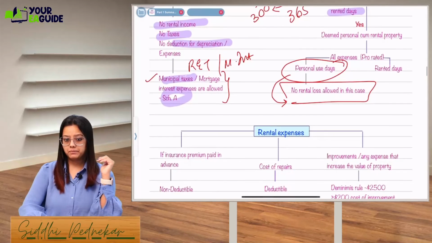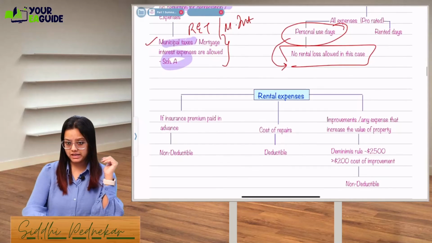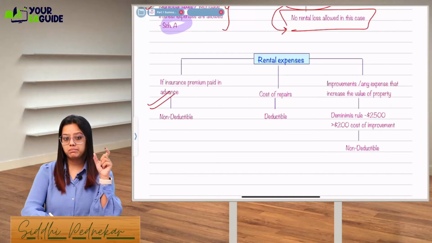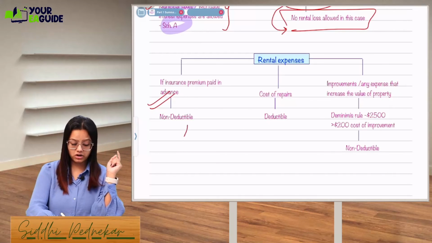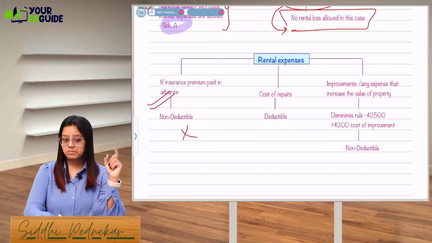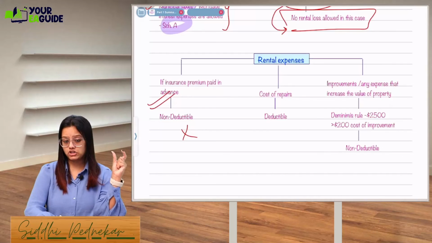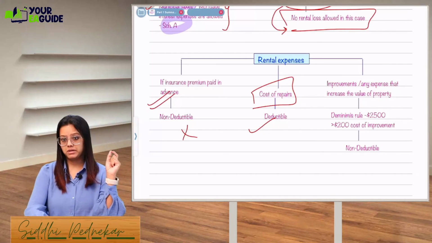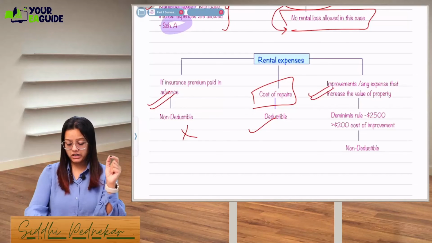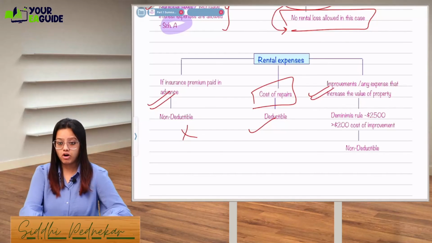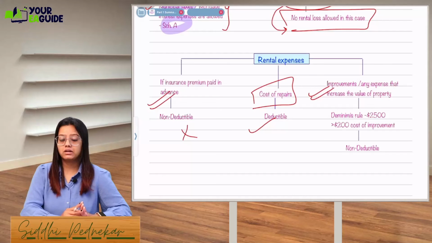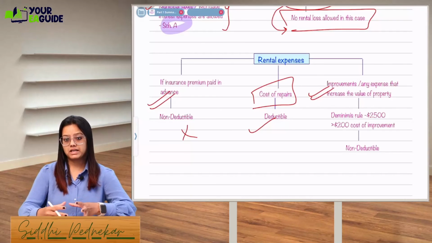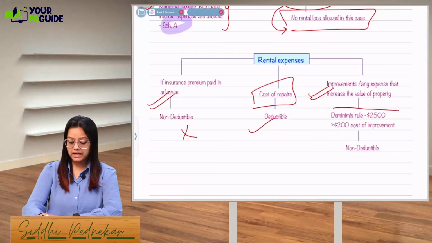Now what will happen? Whatever rental expense can be deducted will not include insurance premium paid in advance, which is non-deductible. Remember this: if you're paying an insurance premium for your property in advance, it will not be deductible. Cost of repair, yes, it is deductible as an expense. Any improvement, or any expense that you use to increase the value of the property, meaning any capital expense, we will apply the de minimis rule.